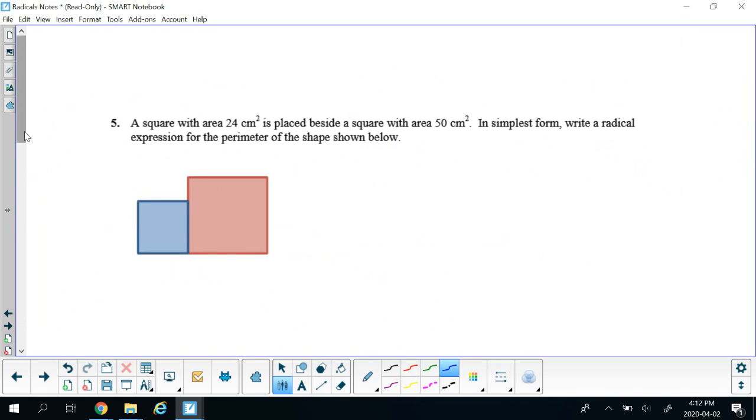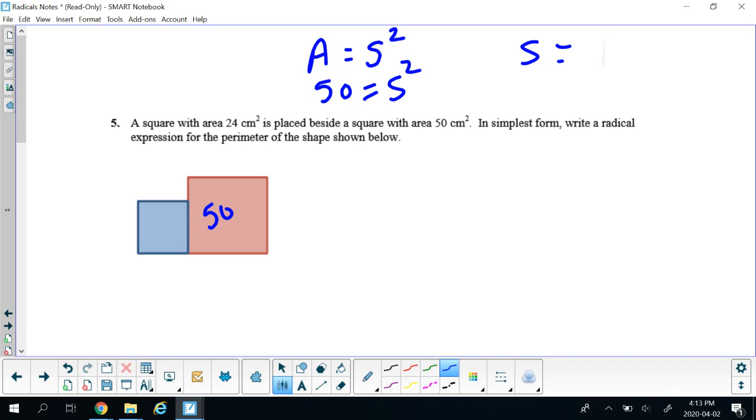So let's do our last question. It's a word problem. It says a square with area 24 centimeter square is placed beside a square with area 50 centimeter square. In simplest form, write a radical expression for the perimeter of this shape shown below. Okay, so if the area of this biggest square is 50, what would be the side length? We know area is always equal to side square, right? If area is 50, so what will be side? It will be square root of 50, right? So each side is square root of 50.